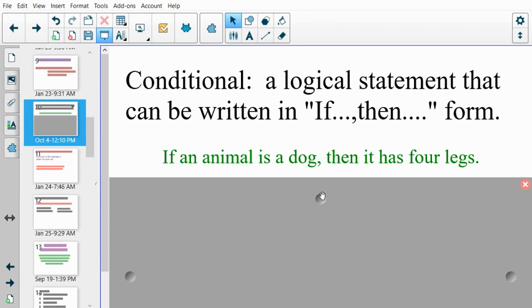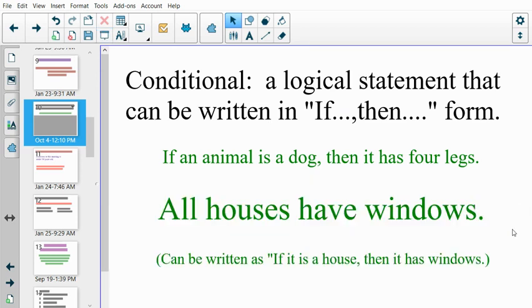Today, it is all about just writing the statements. If this, then that. In fact, when I say it's a logical statement that can be written in if-then form, sometimes it isn't written in that form. For example, all houses have windows is not in the form if something then something else. It can be written as a conditional statement. If it is a house, then it has windows. If a building is a house, then it does have windows. And you can change the phrasing a little bit to make it a little bit more personalized for yourself and your own writing preferences. But a conditional statement can be written in if-then form.